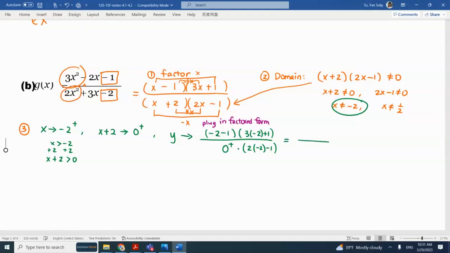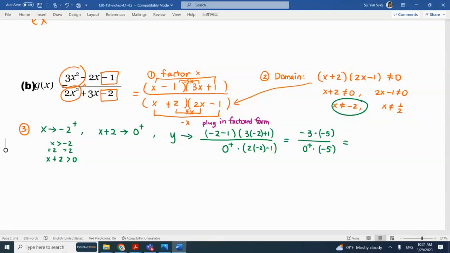So far, so good. Okay. Haley, what is -2 minus 1? -3. And 3 times -2 is -6 plus 1. -5. And 0 plus, it came out. 2 times -2 is -4 minus 1. -5.